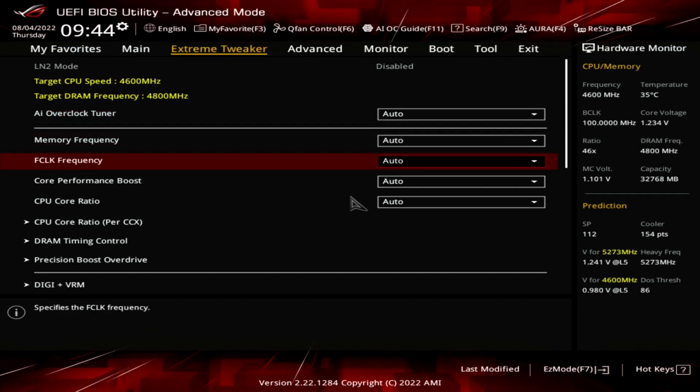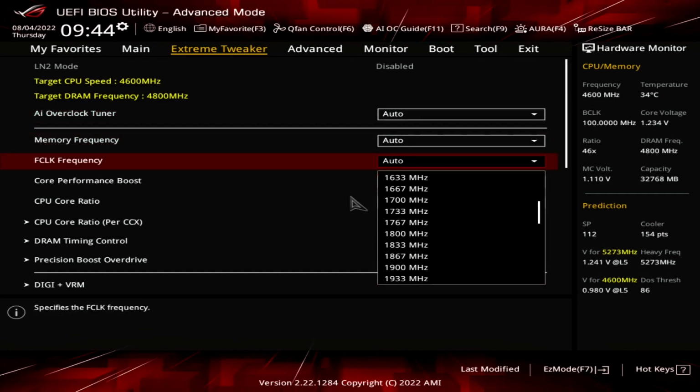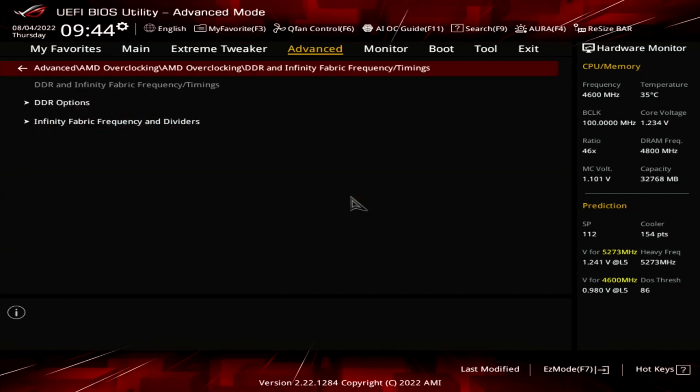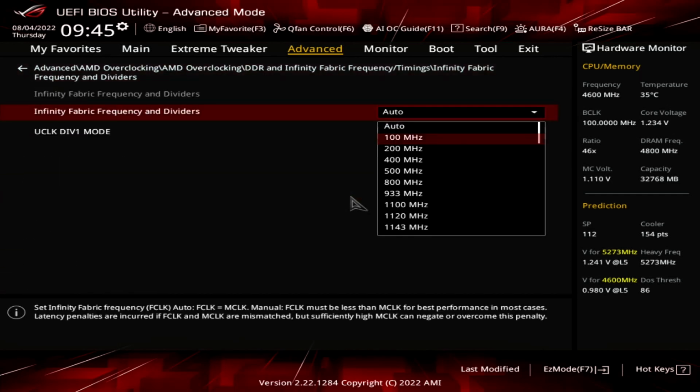In the Asus ROG BIOS, you can configure the fabric frequency via the F-clock frequency setting in the Extreme Tweaker menu. Alternatively, you can also adjust the frequency in the AMD Overclocking Infinity Fabric Frequency and Dividers submenu.